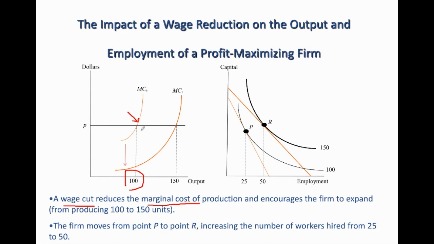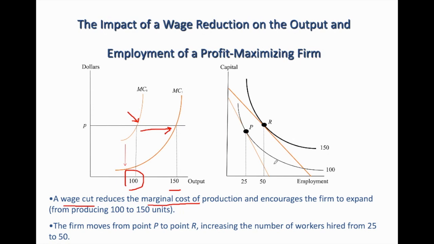So what happened? As shown here, a wage reduction would mean that the firm now can hire more workers, and therefore the firm can increase its output from 100 to 150 units of output. So this is one story based on the marginal revenue, marginal cost analysis, taking into account the effect of wage reduction. Now let's see the right side diagram.